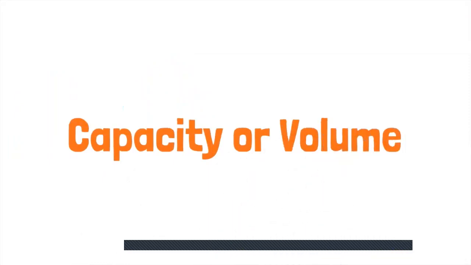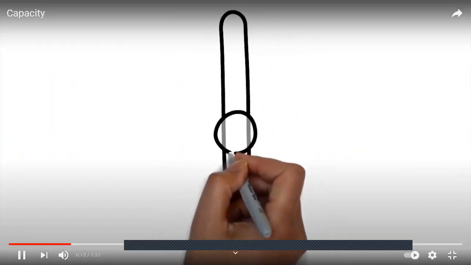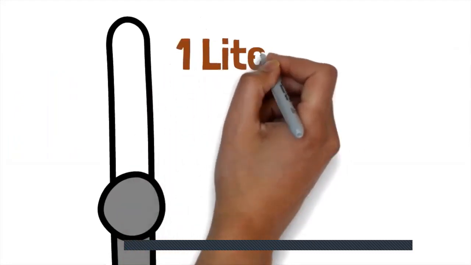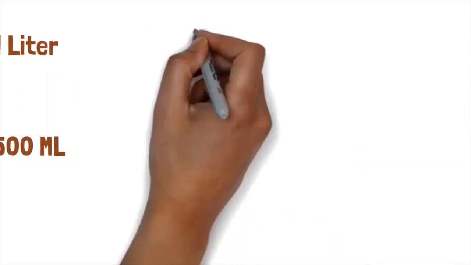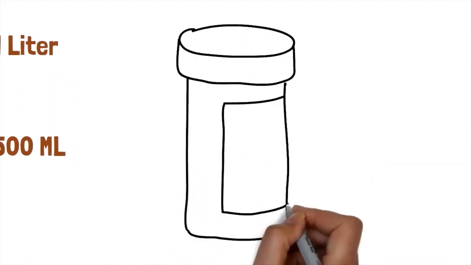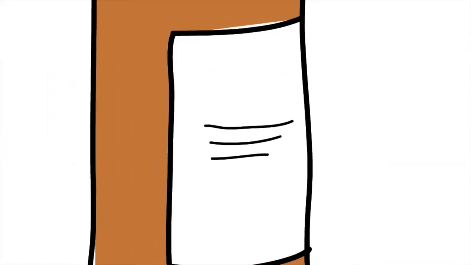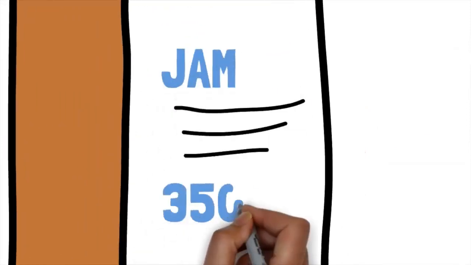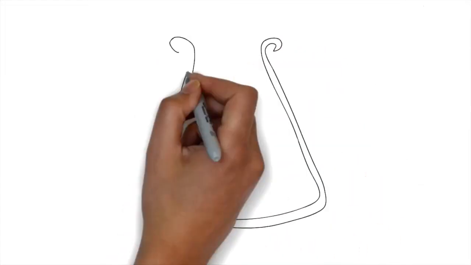Capacity or volume. What is it? It's the amount of liquid or anything that's inside a container. Like this container is of 1 liter, but it has only 500 milliliters in it. Oh, what is this? Oh, this is a jar. Jar of jam. It has 350 milliliters inside it.